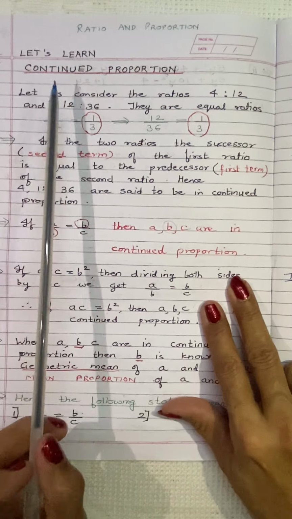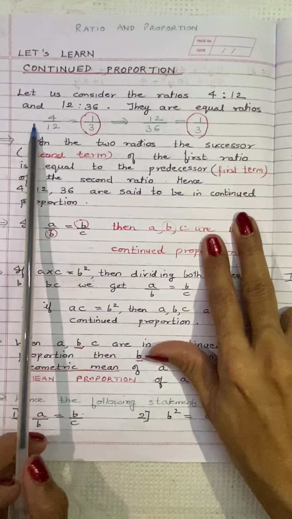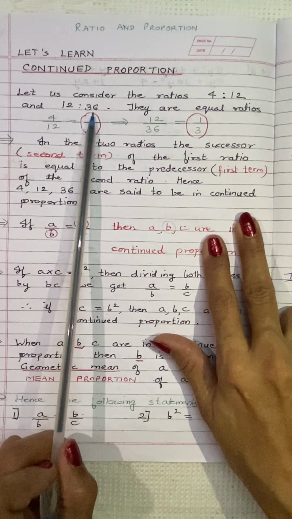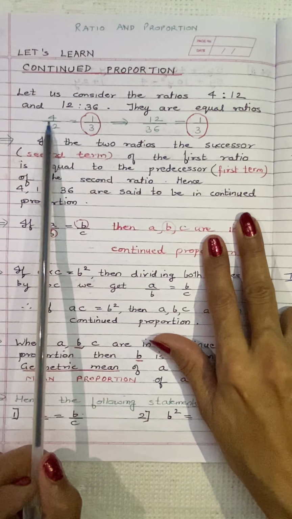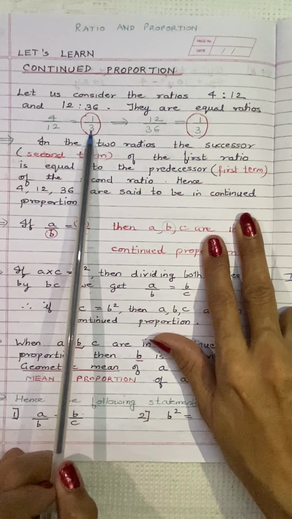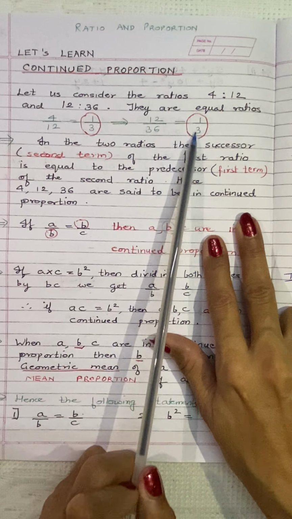Let's learn continued proportion. Let's understand this first. Let us consider the ratio 4 is to 12 and 12 is to 36. They are equal ratios. If we bring them to the lowest form, 4 upon 12, we get 1 upon 3, and 12 upon 36, we get 1 upon 3.